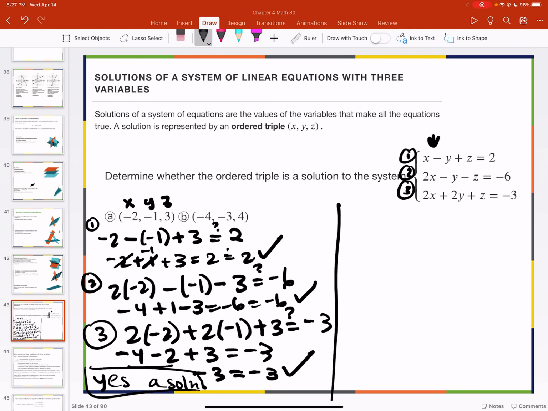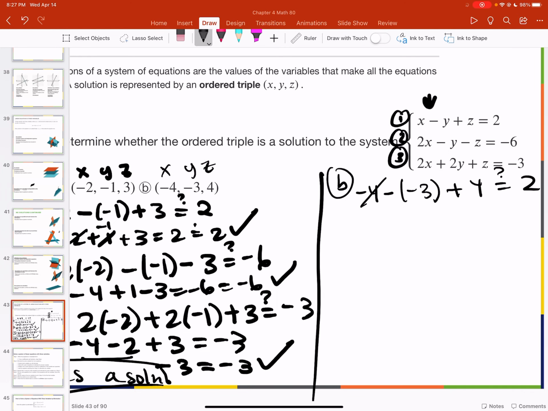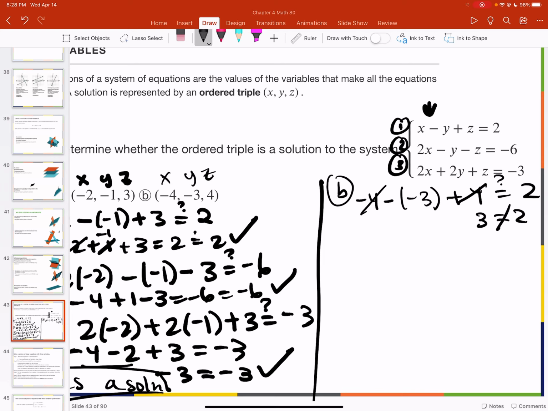So for B, let's go ahead and check that. So X, Y, Z. So for the first one, negative 4 minus a negative 3 plus 4, and does that equal 2? So we have negative 4, using commutative property, these two can cancel out, right? So then we're just left with 3. Does that equal 2? No. So that's enough. We don't have to do any more work here because we've already proven it false for one of the equations, and it has to prove true for all 3. So no, it's not a solution.